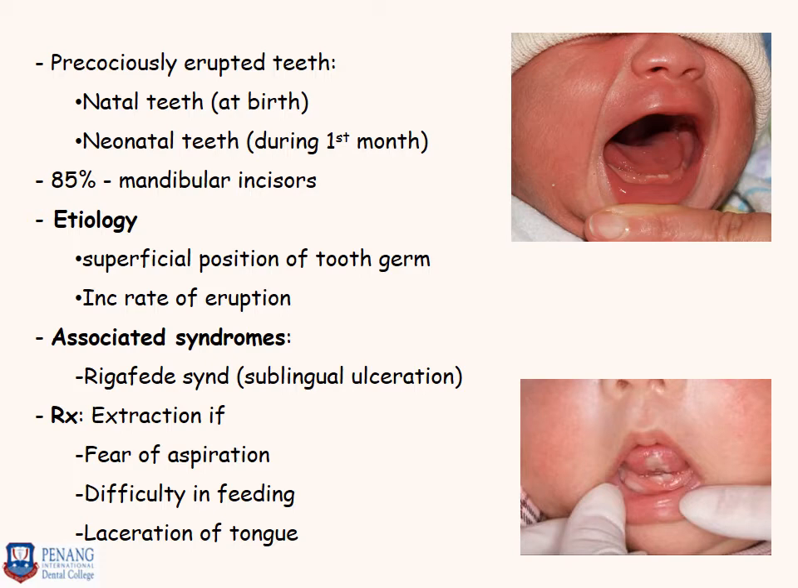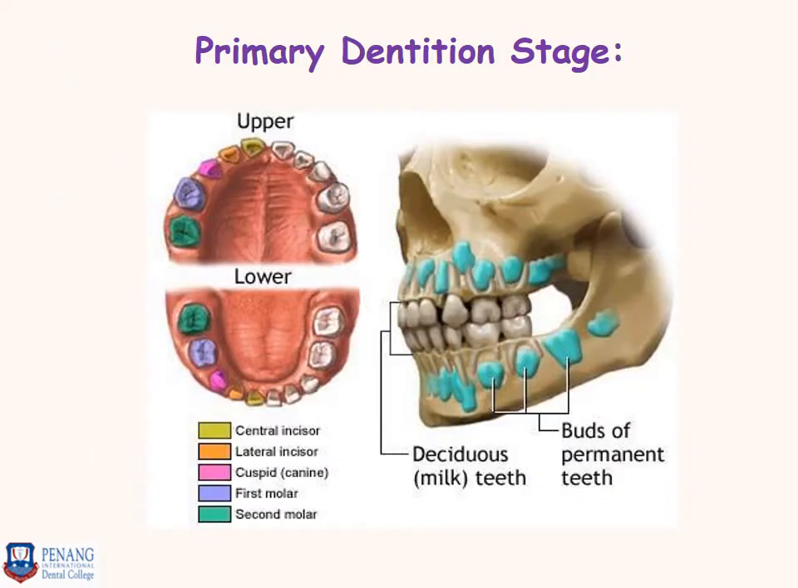This also causes difficulty while feeding, especially for the mothers and also for the child, because it causes ulceration for the child and for the mother also. And there is laceration of the tongue. This laceration again will cause difficulty in feeding, so the treatment option would be extraction.